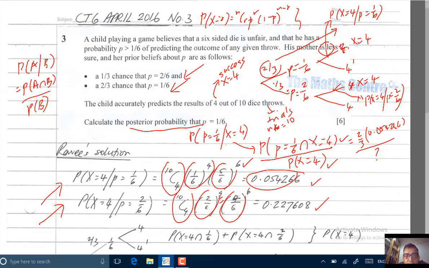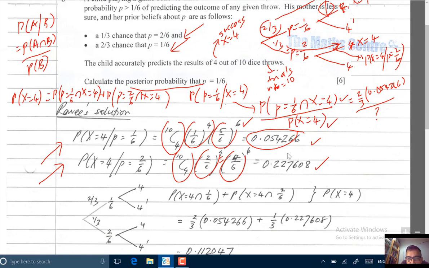Now, I need to find my denominator. Probability x equals 4. So probability x equals 4 will be probability of P equals 1/6 and x equals 4 plus probability of P equals 2/6 and x equals 4. So basically you go along this branch and you go along this branch, add them up, and you'll get your denominator.